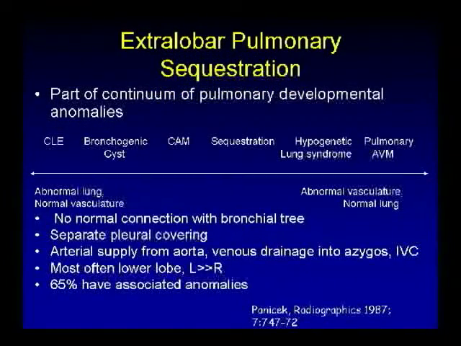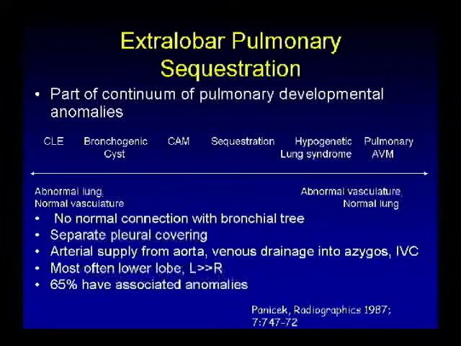Now, extralobar pulmonary sequestrations are part of a continuum of pulmonary developmental abnormalities, and the way I like to think about it is that there's abnormal vasculature and normal lung on one end, which is a pulmonary AVM, and on the other end there's abnormal lung but normal vessels, which is congenital lobar emphysema. And in between you have everything else. I think that this works well because a lot of times you'll see more than one of these lesions together. Like you'll see a sequestration that has features of a CCAM or CPAM in them. You know, they're not often pure.